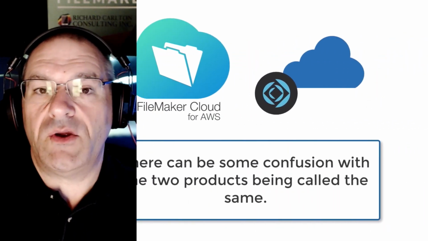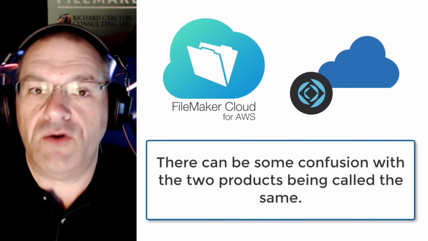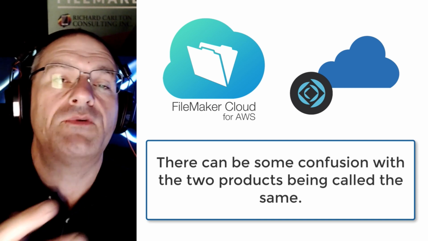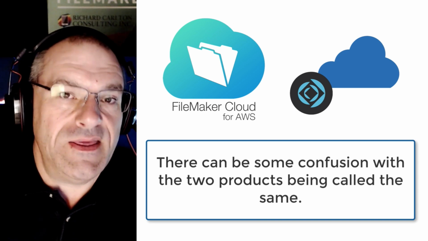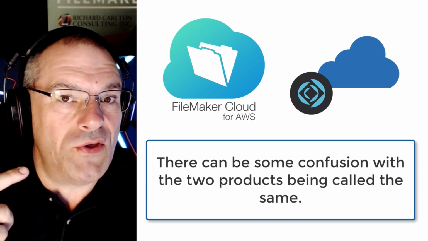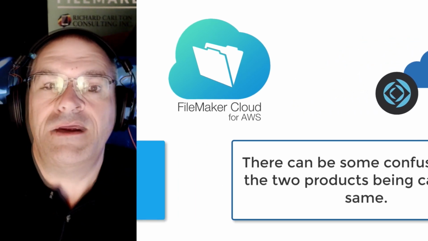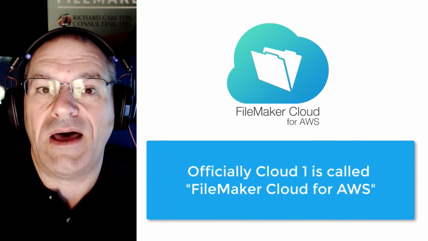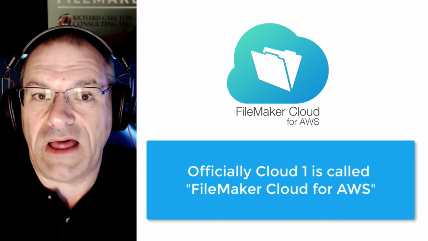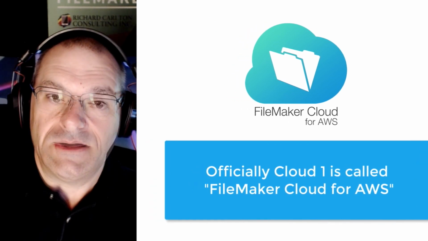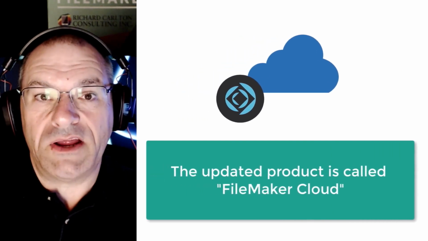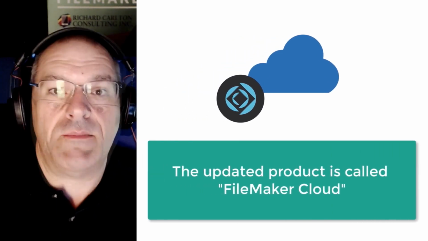So understand in terms of communicating with training videos or written documentation, when you hear people talk about FileMaker Cloud, in the back of your mind, you need to be thinking about whether it's really the Cloud 1 that they're talking about or Cloud 2. Now, officially, Claris calls Cloud 1 FileMaker Cloud for AWS. And the Cloud version 2 product, well, Claris just calls that FileMaker Cloud.